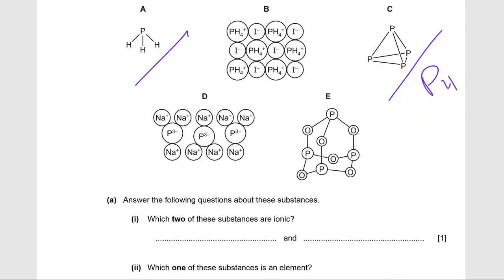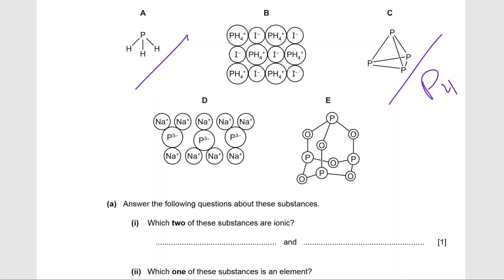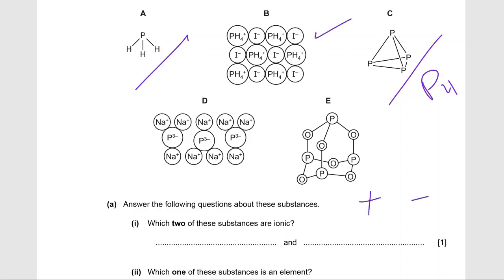And the other one, how many phosphorus? It's 3. And how many oxygen? 3. So P6O6, or P3O3. This one is phosphorus oxide, the E. Okay, now question 1a. Answer the following question about these substances. Which two of these substances are ionic? Ionic, as we have said, has positive and negative, and here positive and negative, so it's D and B.